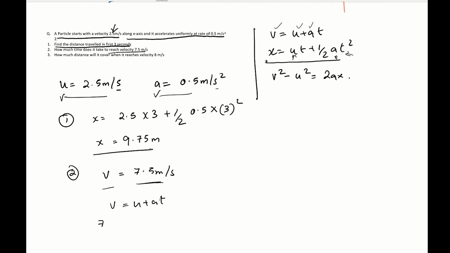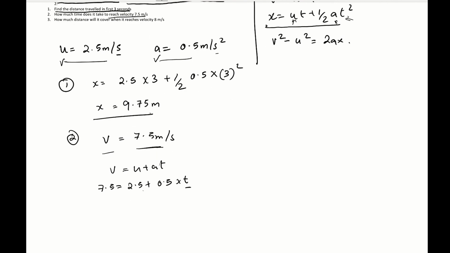We're going to substitute values. So 7.5 is equal to v is 7.5, u is nothing but 2.5, plus a is 0.5, times t. We need to find this value. You take this number over here, you get 7.5 minus 2.5 is equal to 0.5 times t. t is equal to 7.5 minus 2.5, which is 5, divided by 0.5. You get the value as 10. So that is the answer for the second question.